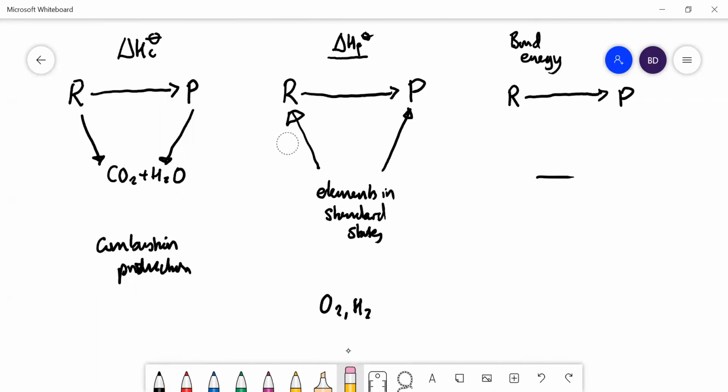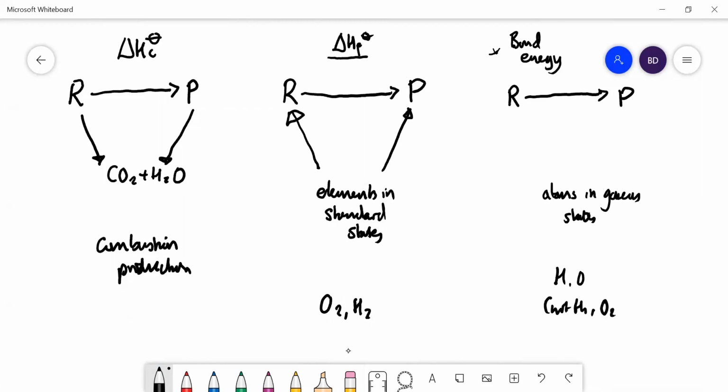And then the final energy cycle we've got is if they give us bond energies. What's the third thing we put in our Hess's Law cycle? Well, you put atoms in their gaseous states here. So that does mean H, O, etc. It's not H2, O2 and stuff.